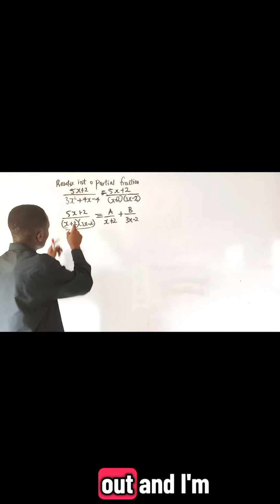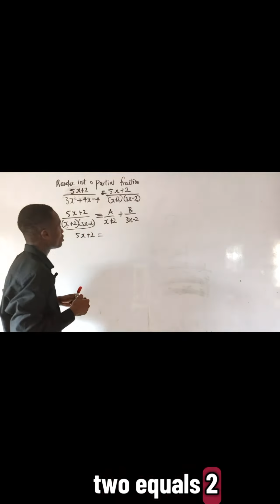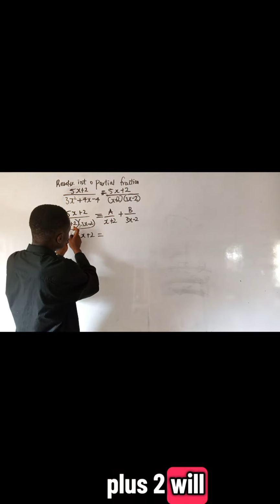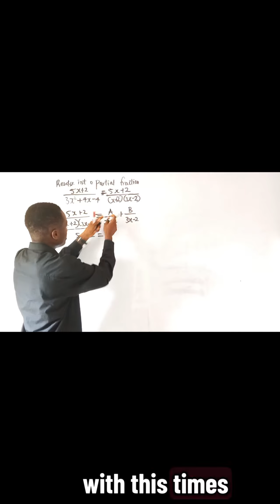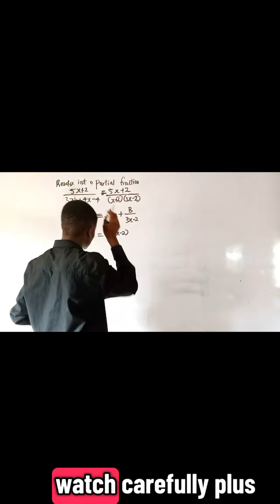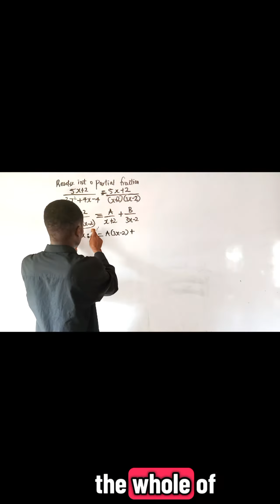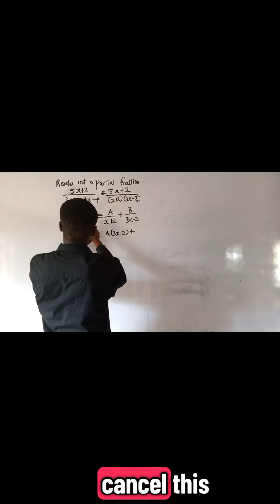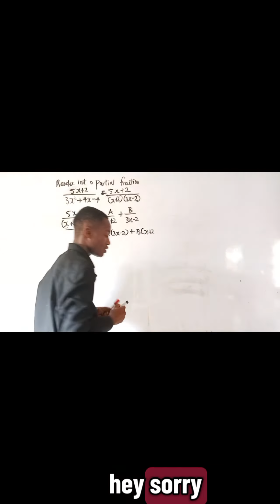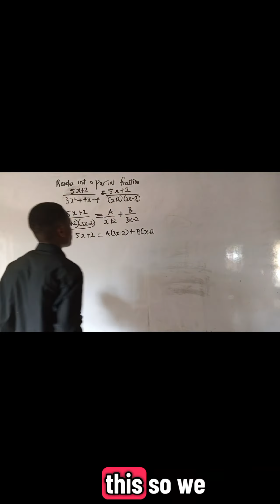So I'll multiply the whole of this by itself. They'll cancel out, and I'm left with this one, 5x plus 2 equals to. Now multiply the whole of this by this. So x plus 2 would cancel x plus 2. You are left with this times this, right? So a times 3x minus 2. Watch carefully. Plus. Now in the same case, I multiply the LCM by this, and this would cancel this. I'm left with b bracket x plus 2. So we come down.